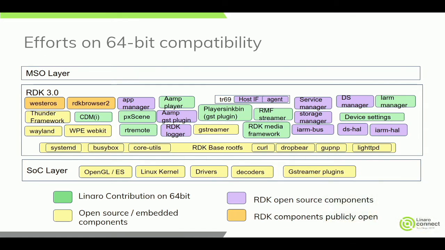Coming to the open source side, for graphics and browser experience, it uses the Westeros compositor, and it uses the Thunder framework from Metrological, and it uses WebKit and other open source components, systemd, busybox, everything from the OE layer. As I said, it's modular, so the base layer will be the SoC layer or OEM layer that provides the SDK or OpenGL, Linux kernel, everything from those layers. Over that we can have the MSOs on top of RDK.